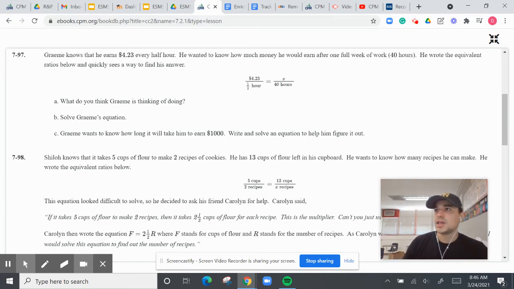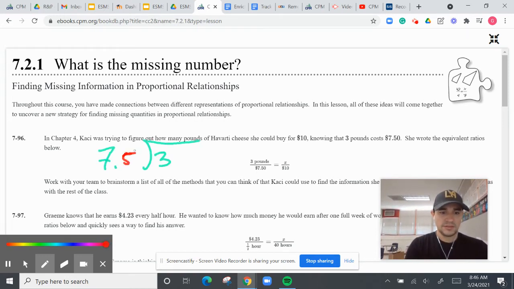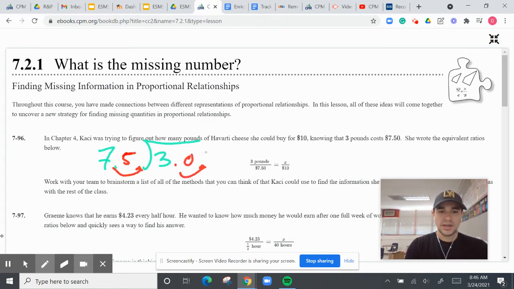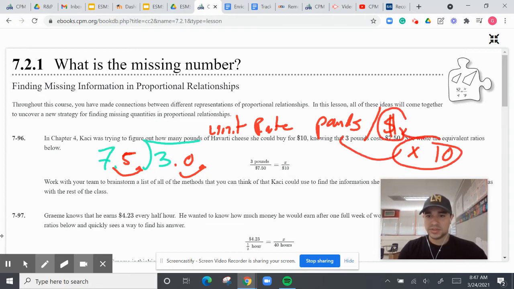Just for some other ideas, another way you can do this is to find the unit rate. So 3 pounds divided by 7.5, and then you would find the unit rate. That is going to be pounds per dollar. Once you have that, you just multiply it by 10 to get $10 on both sides and see how many pounds that is.